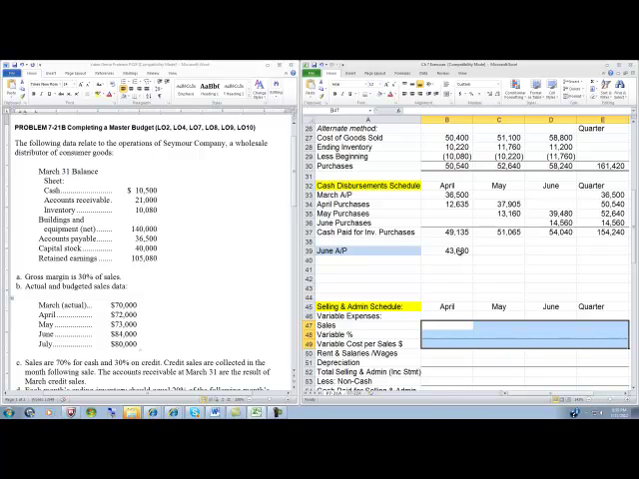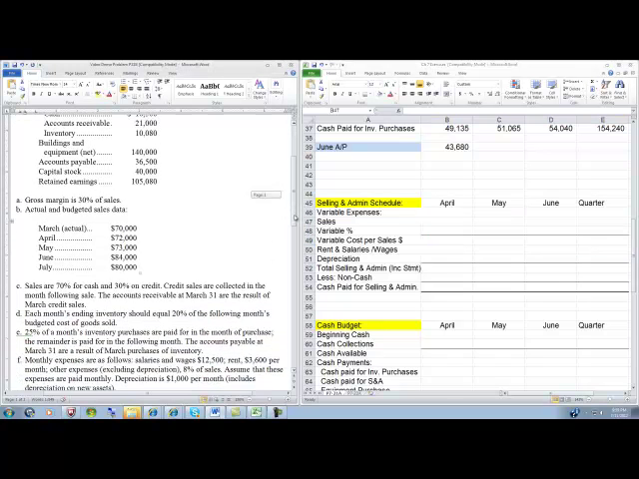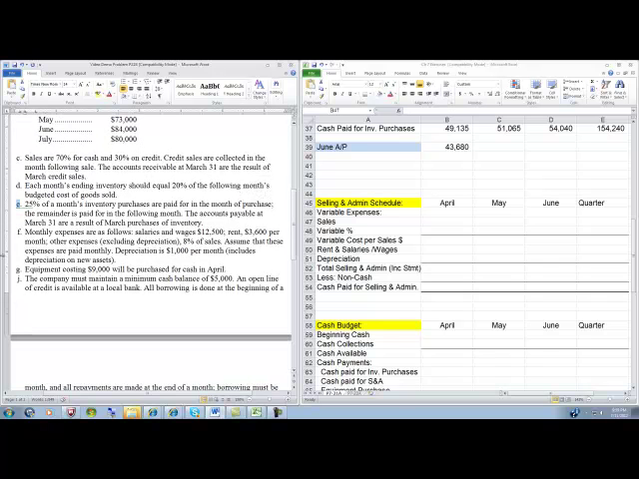And for this video, we're going to look at the selling and administrative schedule, which is the schedule where we record our operating expenses. So we're going to find that information that we want to use over in letter F of our problem, and it tells us that the monthly expenses are salaries and wages, $12,500, rent, $3,600. Those both look like fixed expenses because they're the same each month.